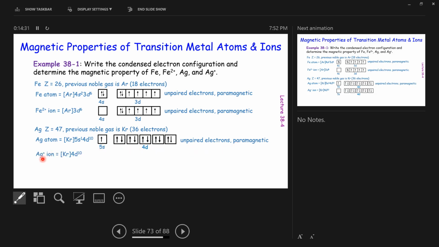How about silver 1 ion? The 5s1 electron is lost. That electron is lost. And now everything is paired. So therefore, diamagnetic.